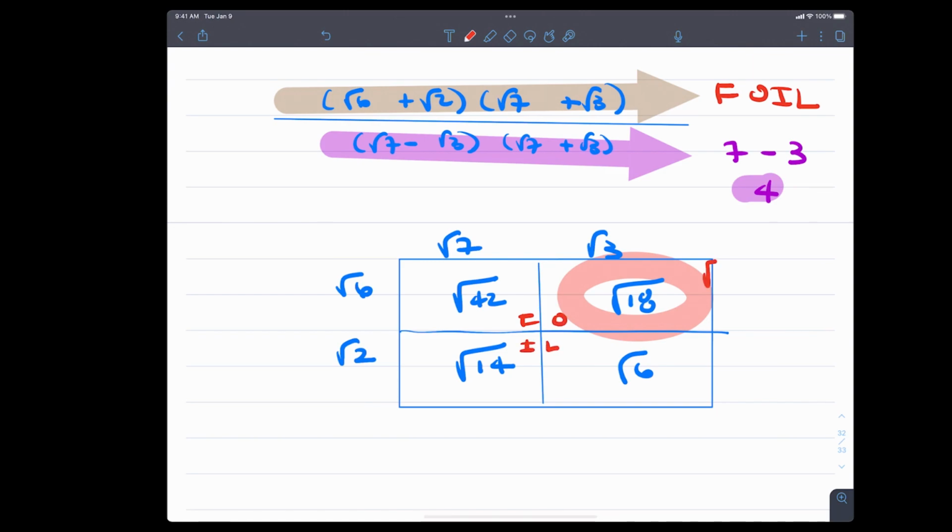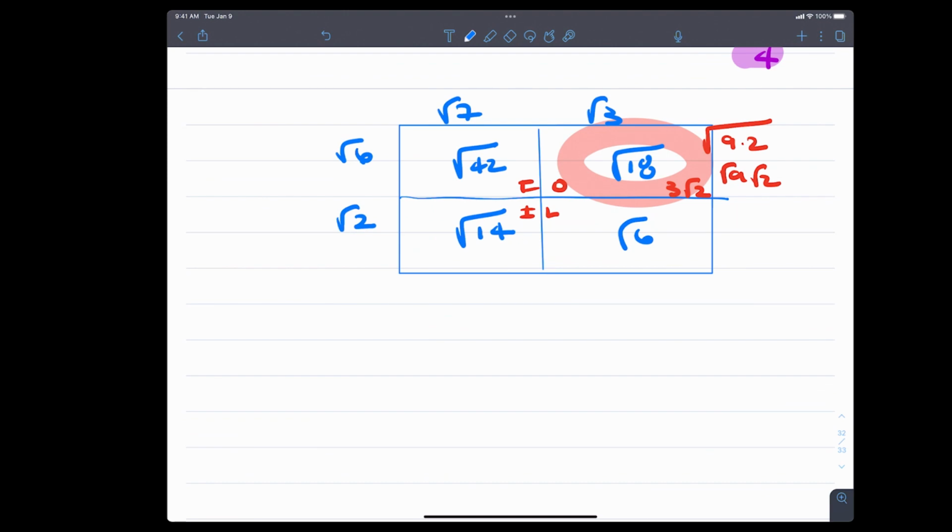So when you simplify this, isn't that 9 times 2? Largest perfect square, and that becomes 3 square root of 2, ladies and gentlemen. Okay? So the IO term is 3 square root of 2 now. All right, bring everything down here. Square root of 42 plus the 3 square root of 2, the radical that we just simplified, plus the square root of 14 plus the square root of 6.